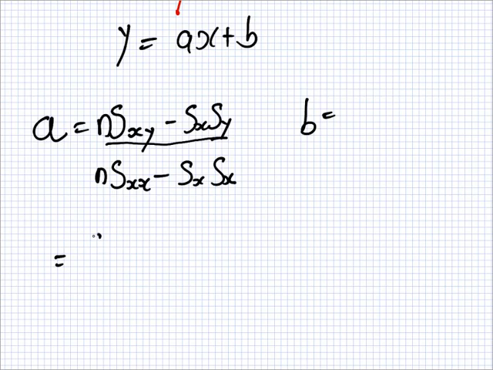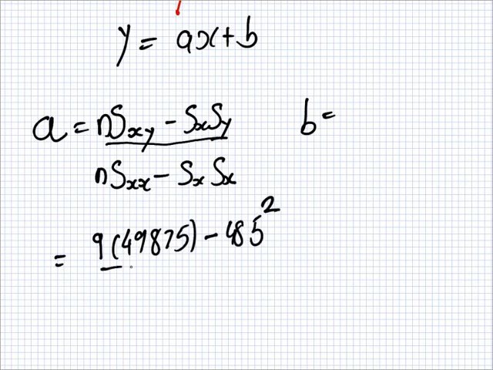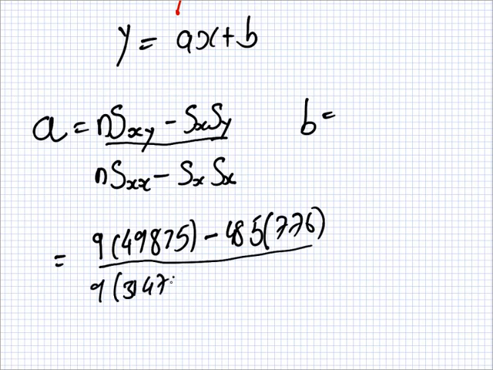So what's the N in this? 9. And then the sum of the XY's 49825. And then the sum of the X's 485 squared. 485 times 776 over 9, 31475 minus 485. 485. What did you get here? 1.499? So 1.5 then.